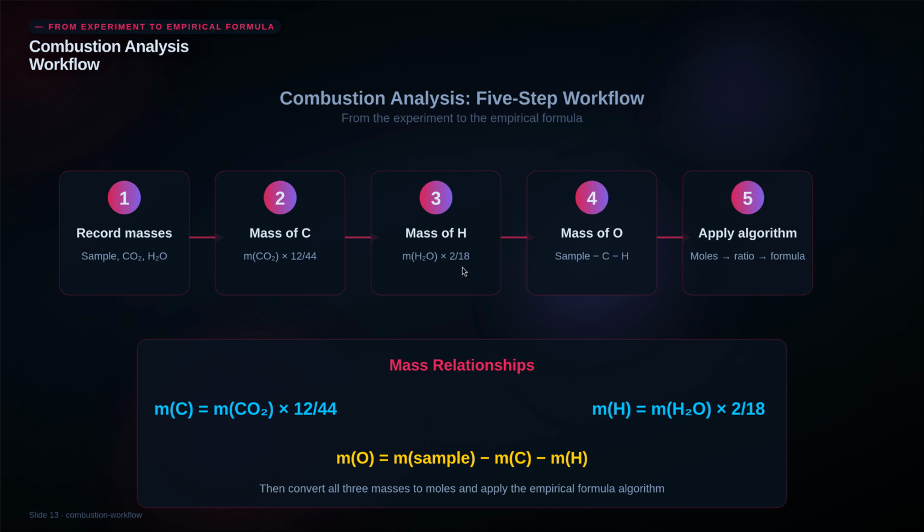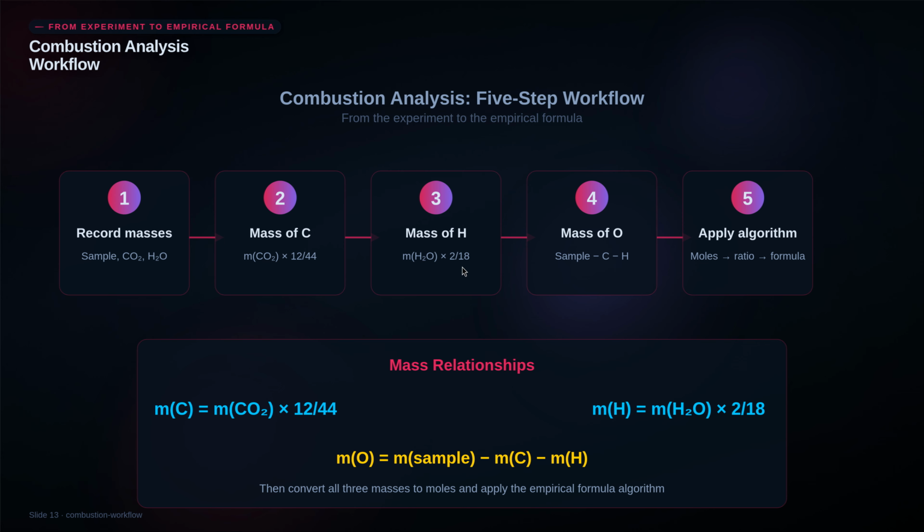Step 3. Find the mass of hydrogen. Multiply the mass of water by the ratio 2/18, the ratio of hydrogen's atomic mass in water to the molar mass of water. This gives you the mass of hydrogen. Step 4. Find the mass of any other element, usually oxygen, by subtracting the masses of carbon and hydrogen from the original sample mass. Step 5.